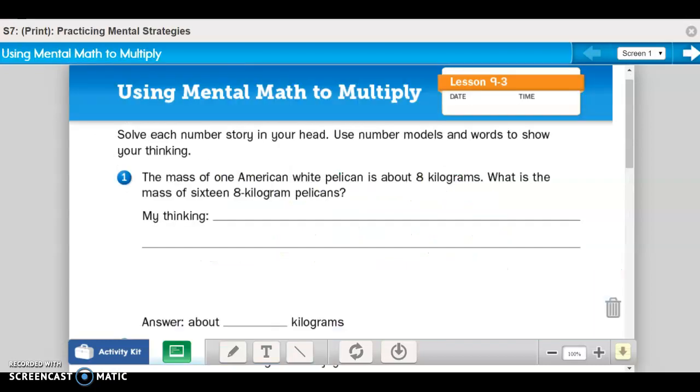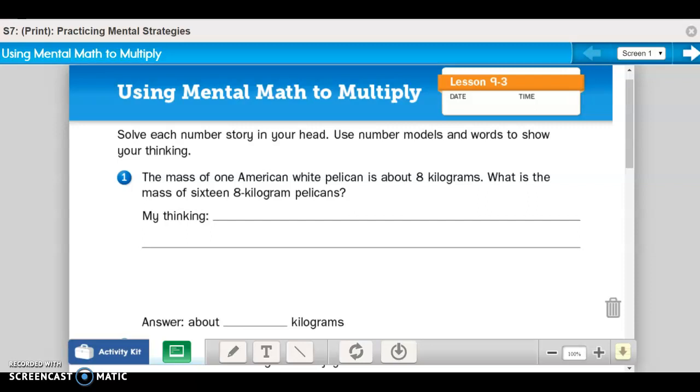Now, turn in your math journal to page 281. Our directions say to solve each number story in your head. Use number models and words to show your thinking after you have solved the problem in your head. So let's look at the first one together.